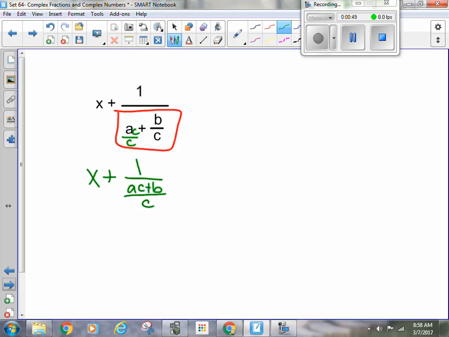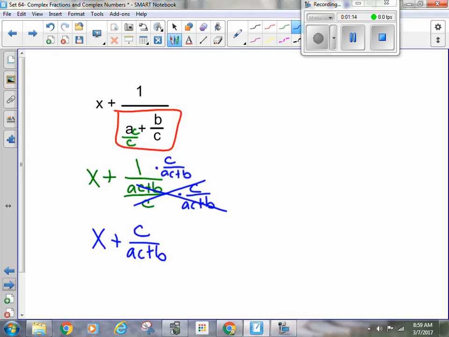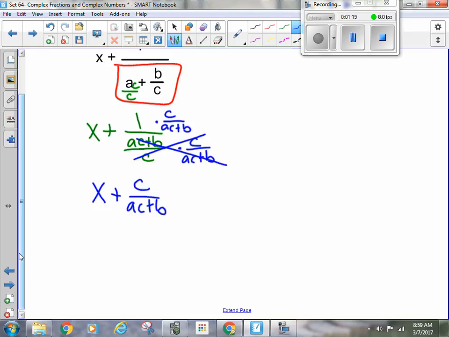Okay, I need to get that fraction out of my denominator. So to do that, I multiply the bottom and the top by the reciprocal. Everything's going to cancel in the denominator. In the top, we're also going to be multiplying. Okay, so now my problem looks like this. Oops, not equals. Now I have a fraction that I need to add to it, so I'm going to make common denominators. So I'm going to multiply by AC plus B over AC plus B.